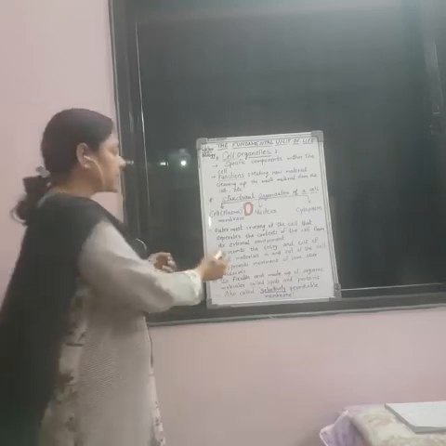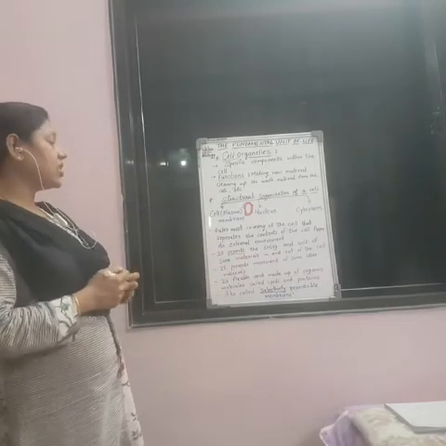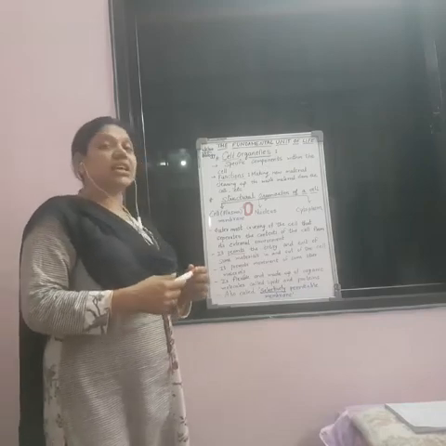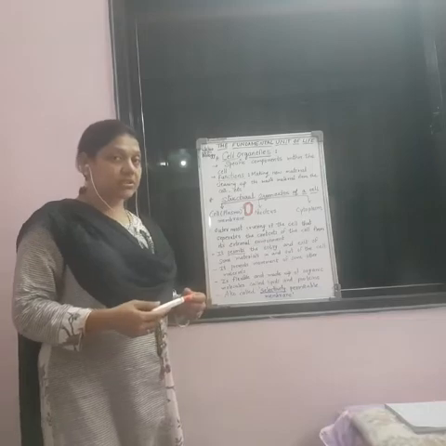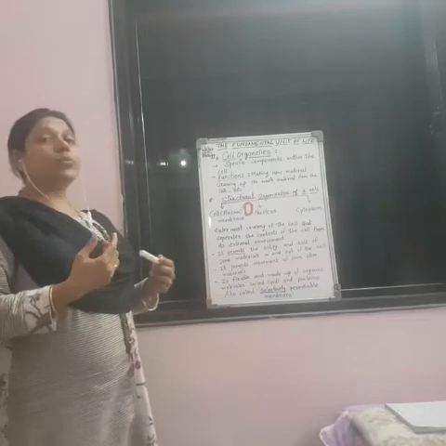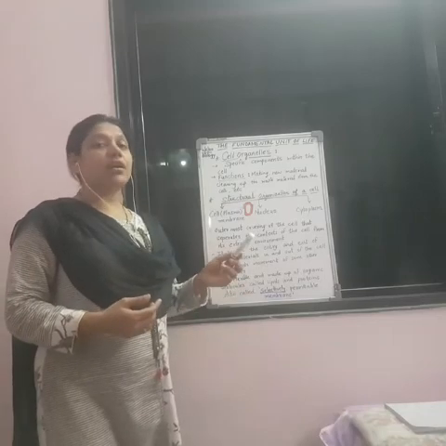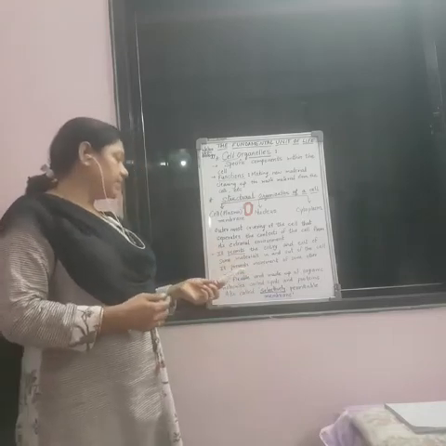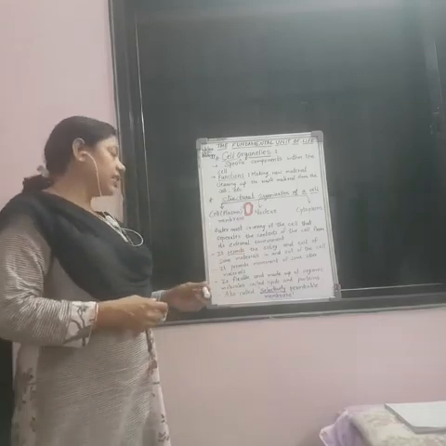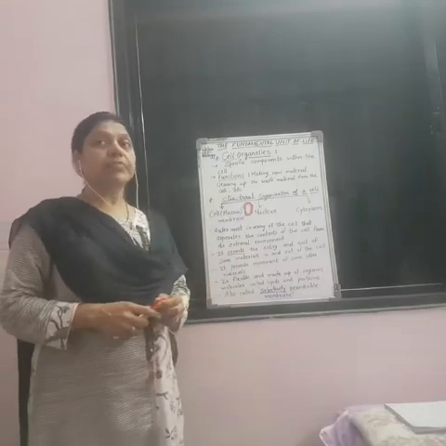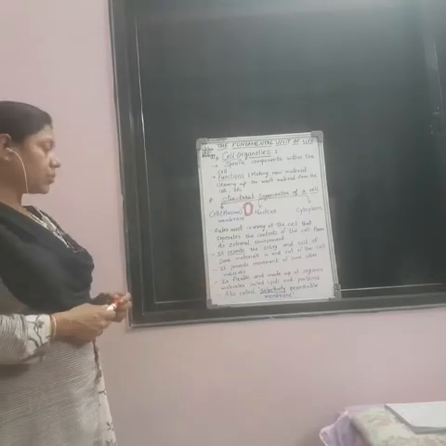Permits means allows. So it allows the entry and exit of some materials in and out of the cell. It prevents movement of some other materials. That means the materials that are not needed by the cell, they are not permitted in the cell. It is flexible and it is made up of organic molecules called lipids and proteins. So, the cell membrane is made up of lipids and proteins.